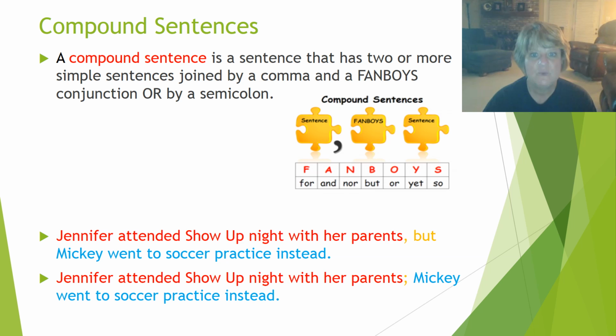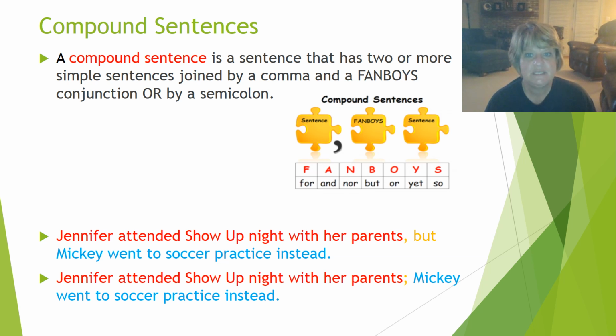Fanboys is a way to help you remember the conjunctions that can join sentences. The F is for, A is and, N is nor, B is but, O is or, Y is yet, and S is so. Please put those in your notes also. Pause the video if you need to.